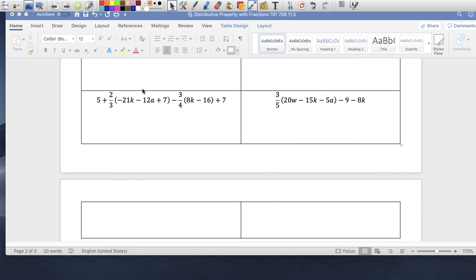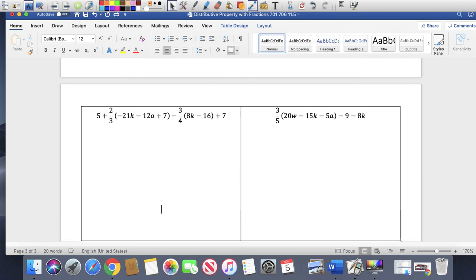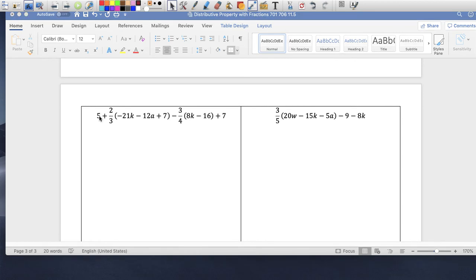Two more problems, and we're done. So this one has quite a few things here. So first of all, know that this 5 here is going to do nothing. So I'm going to write it over here. And then it's the 2/3 that's being applied, right? So it's positive 2/3 times a negative, so it's going to be negative, and 2/3 of 21 is 14k. Positive times a negative, it's going to be a negative again, and 2/3 of 12 is 8. And that's 7 over here.